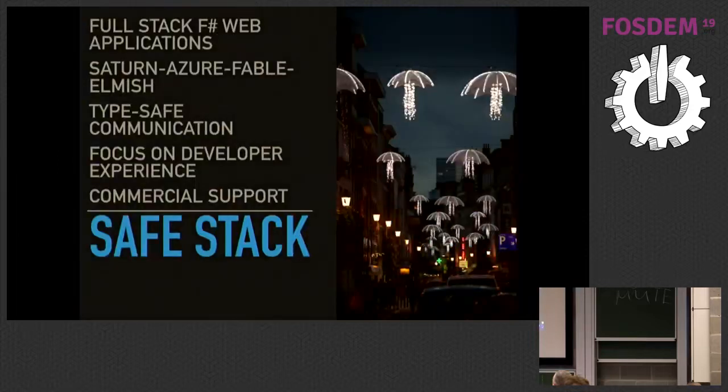And I need to mention one more thing. It's called SafeStack. SafeStack is about building full end-to-end F# web applications, so using F# both on the backend and on the front end. On the front end with Fable that I've presented in the morning, on the backend with Saturn or with Giraffe, depending on what you want to use. The acronym comes from Saturn, Azure, Fable, Elmish. Yeah, but you can replace basically any, maybe the first two parts are really easy to replace.